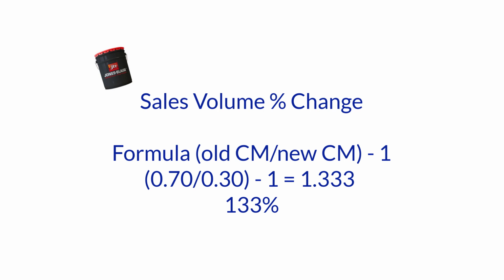Another way to look at these numbers is taking the sales volume percentage change. That formula is the old contribution margin divided by the new contribution margin and then subtracting 1, or 70 cents divided by 30 cents, subtracting 1, which gives us 1.333%.